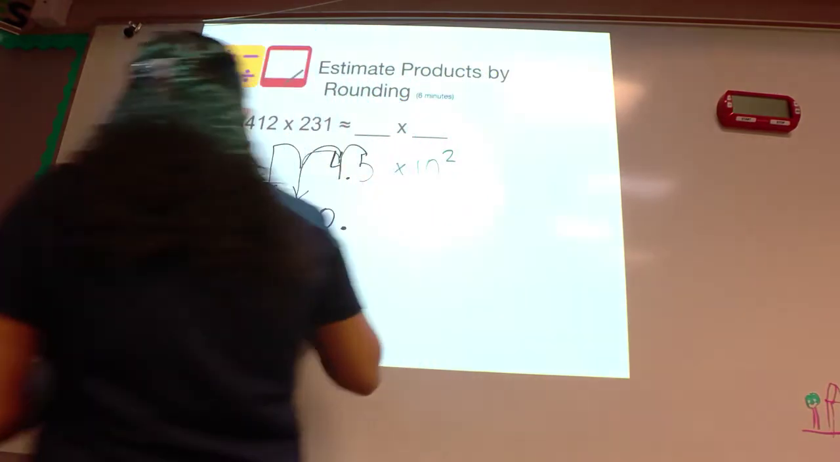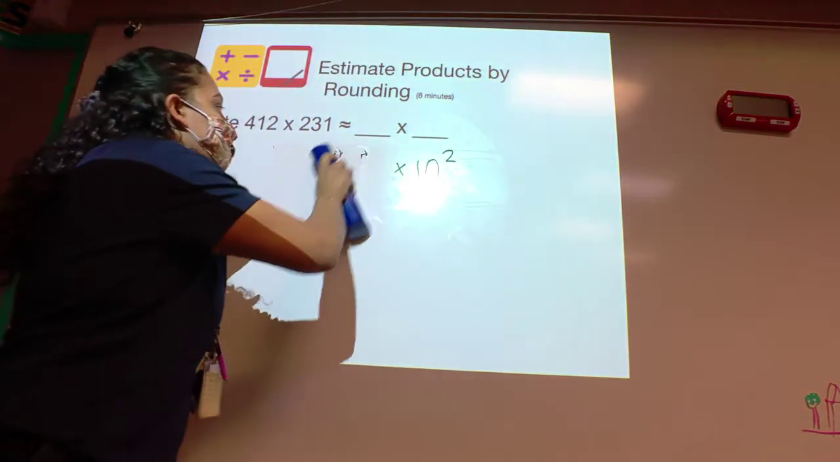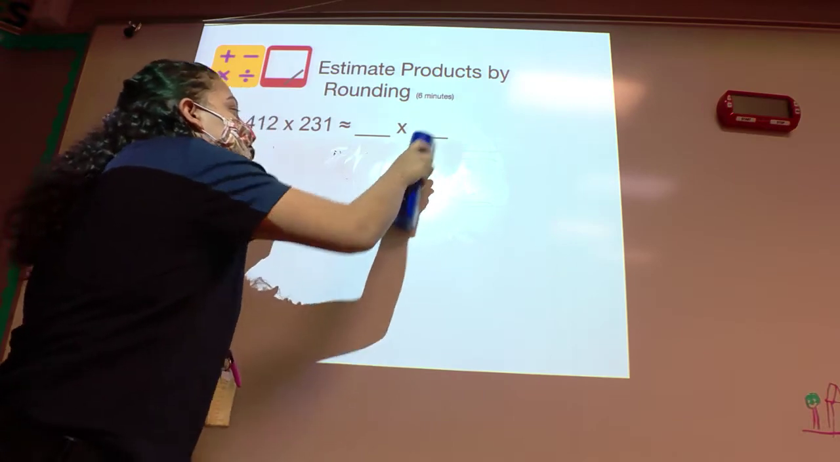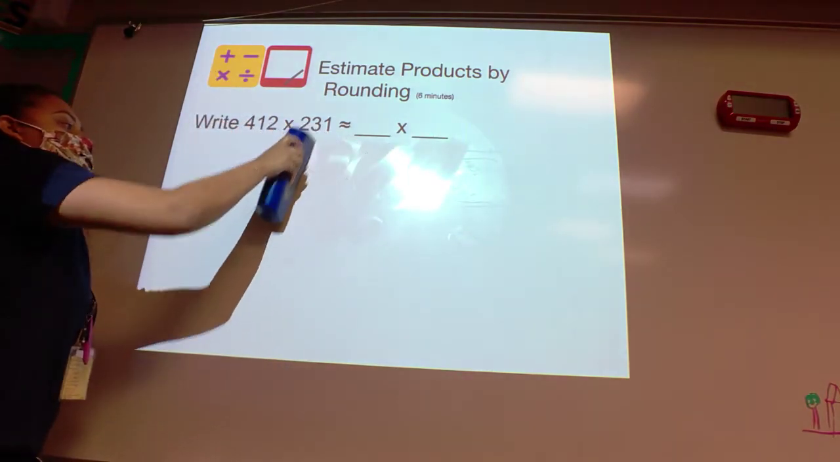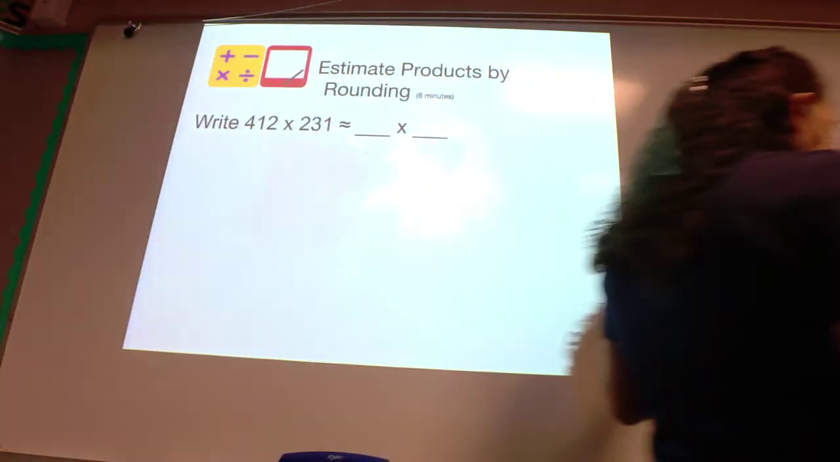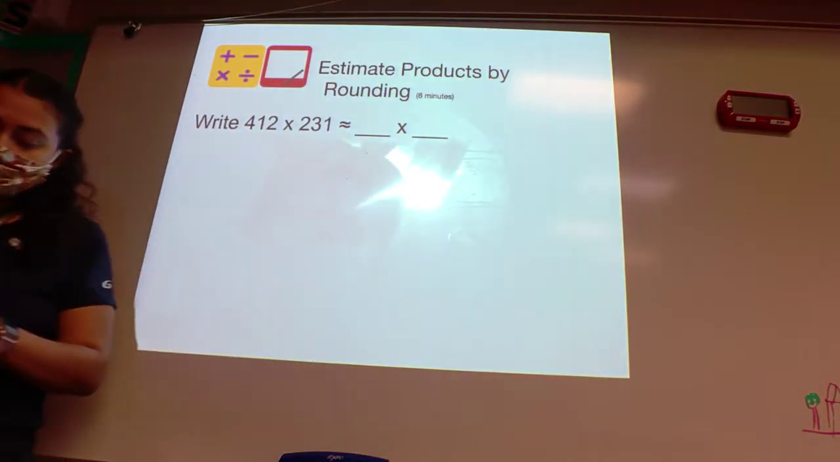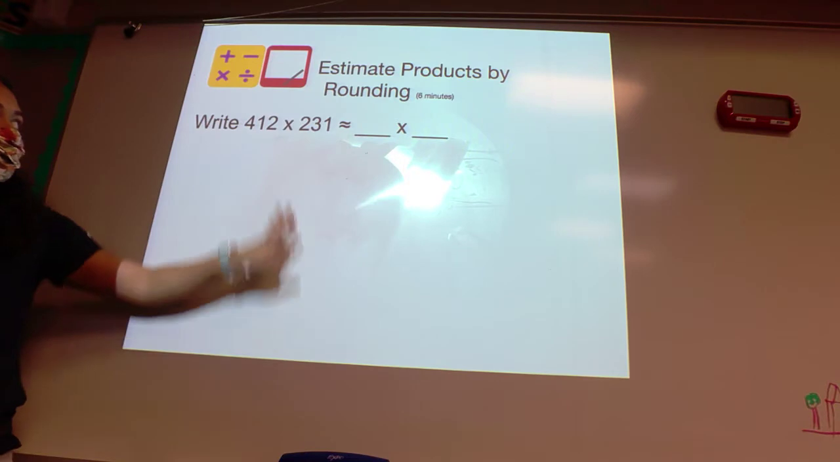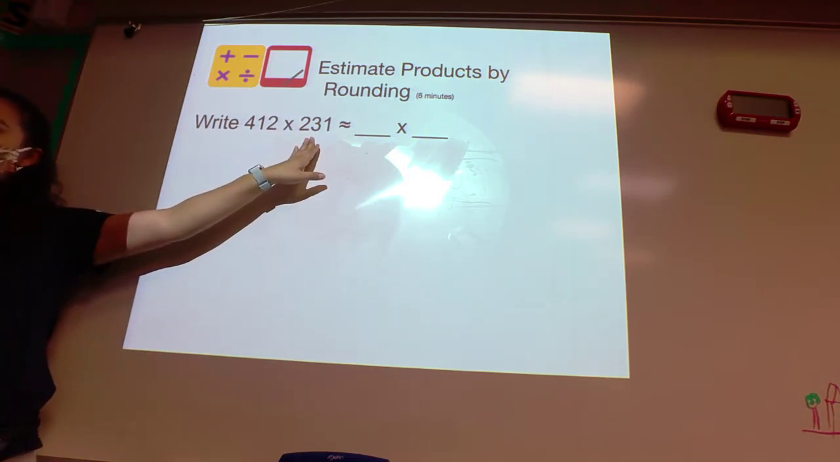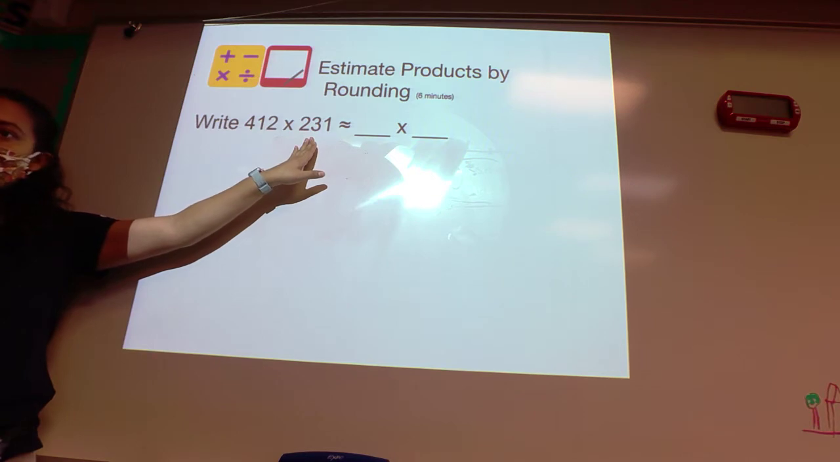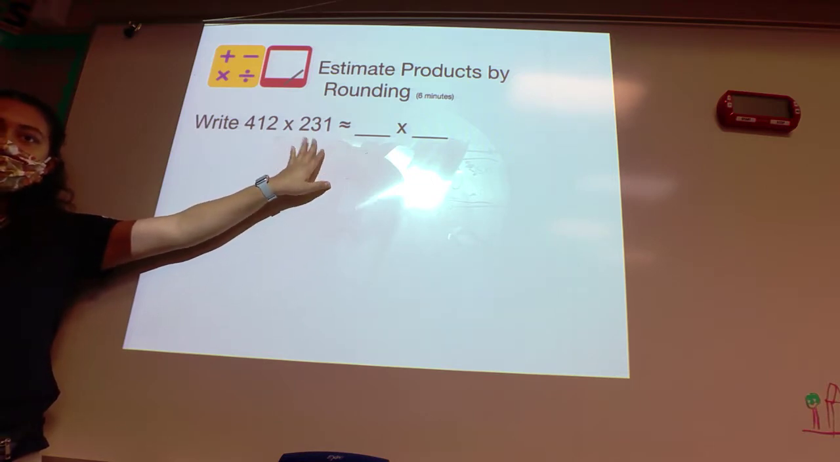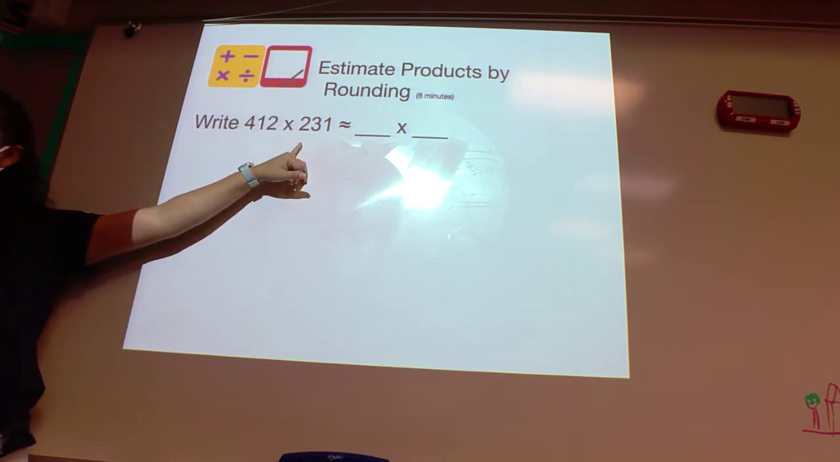Now let's do some rounding. Okay, so write this number down. 412 times 231. Write it on your whiteboard. Ready? 5, 4. Good job, Luna. Good job, Mohammed. 3. Good job, Sophie. 2, 1.